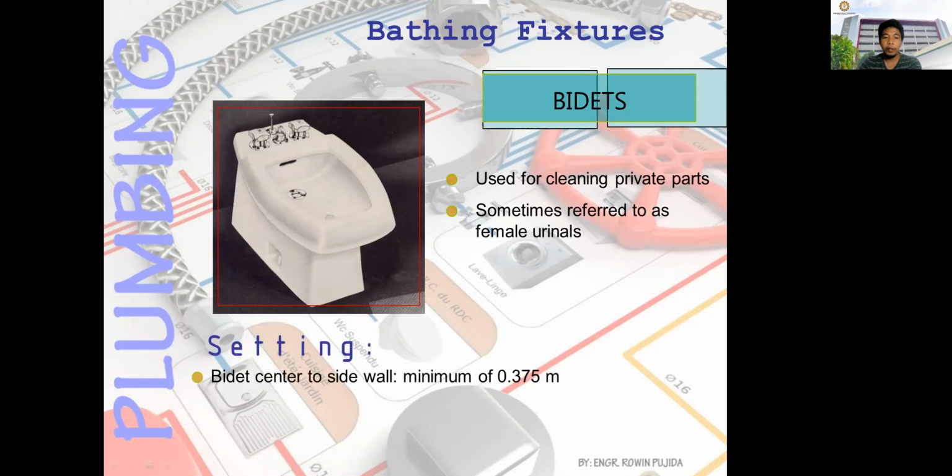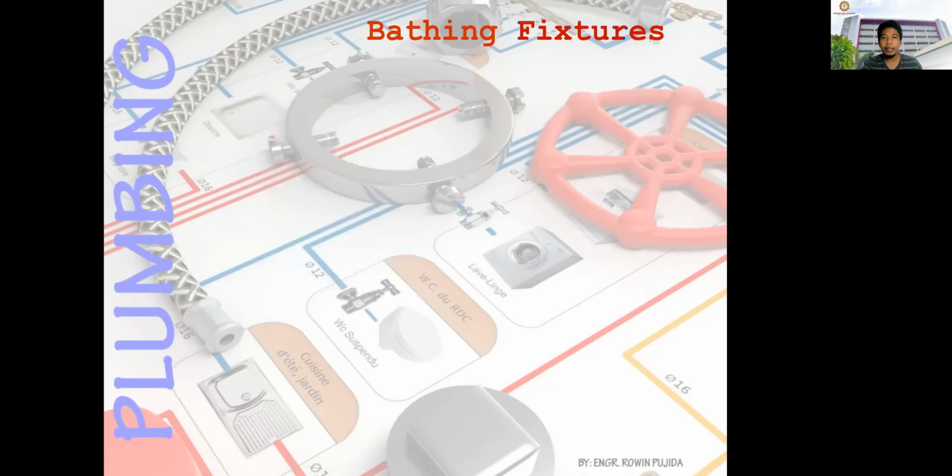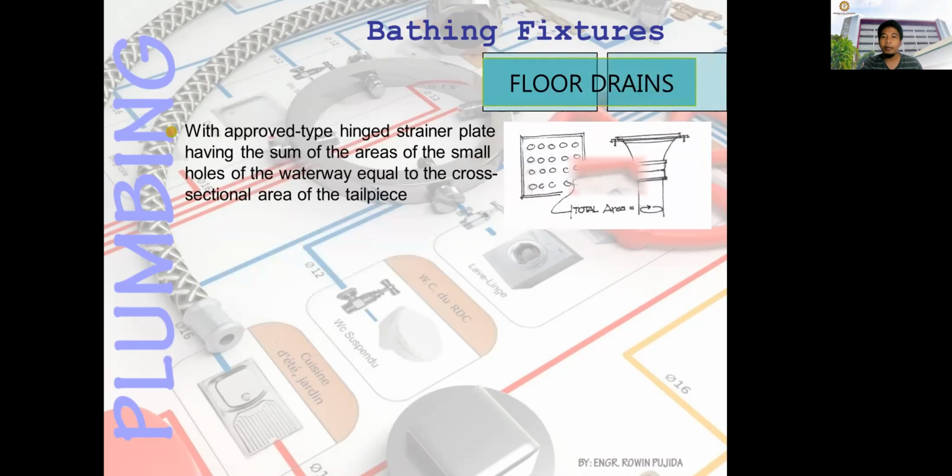Okay, for the spacing, from the bidet center to the side, you have a minimum of at least 0.375 meters. And then from center to center of bidets, that is 0.75 meters. Okay, then you have the floor drains. So with an approved type hinged strainer plate having the sum of the areas of the small holes of the waterway equal to the cross-sectional area of the tailpiece.